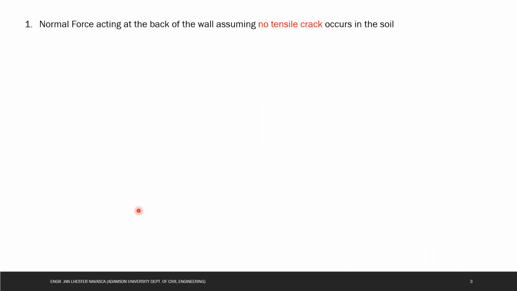So ano ang ibig sabihin ng problem na yun? There is no tensile cracks in the soil.